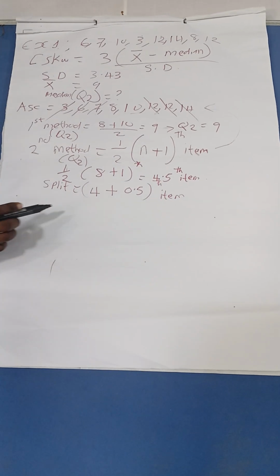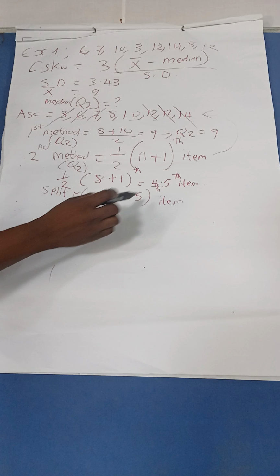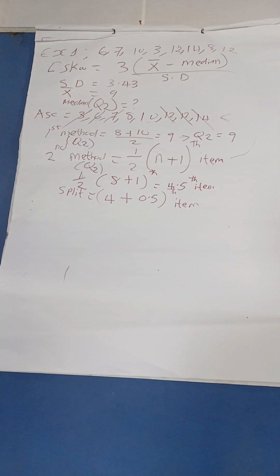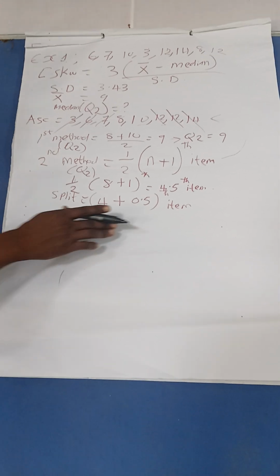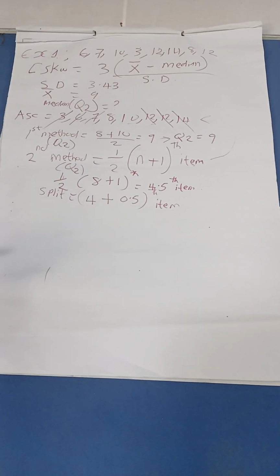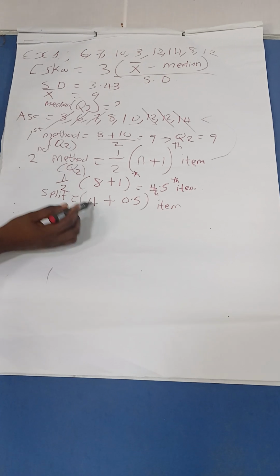Meaning, if I add 4 plus 0.5, I'll be just back to 4.5. Good. Now you have split. That was the first step in that approach. What do we do? We go and look for the fourth item in our data.